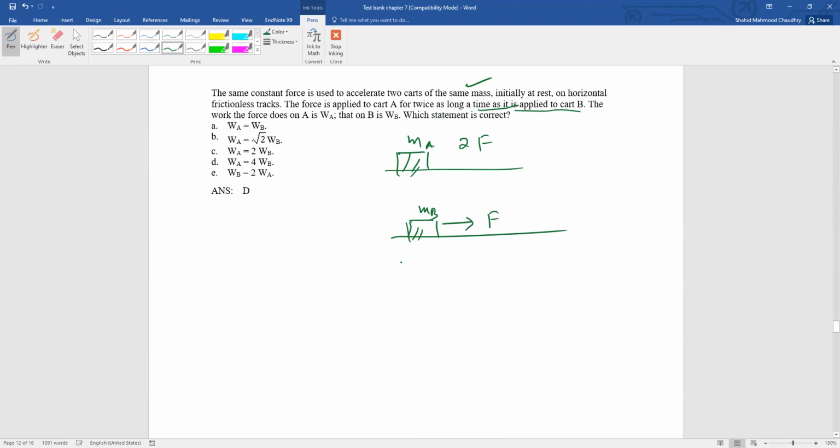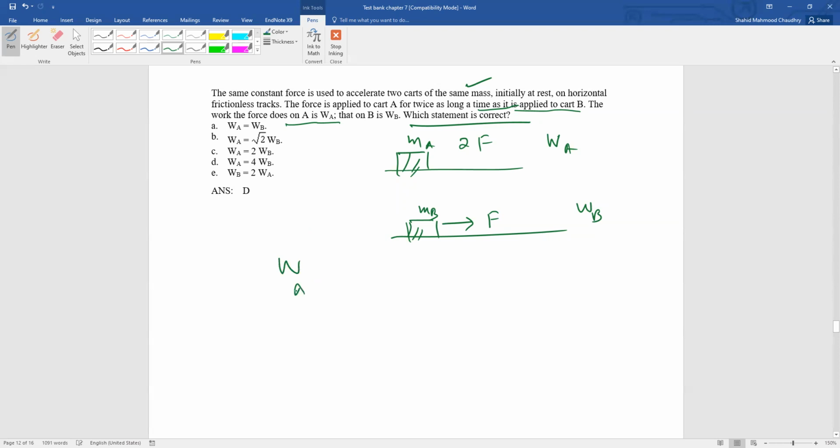So this is F. The work the force does on A is WA. Here the work is WB. Which statement is correct? So we have to find just the statement.